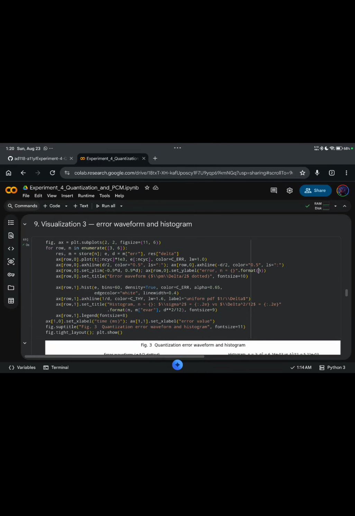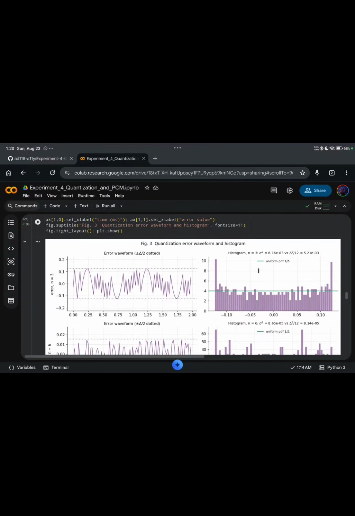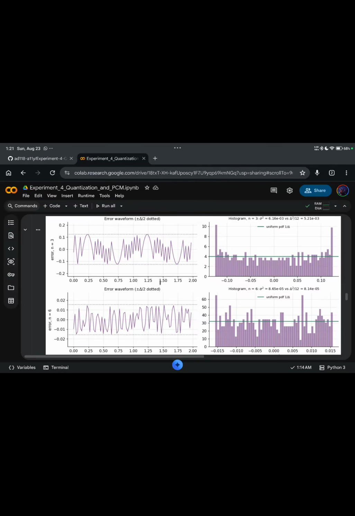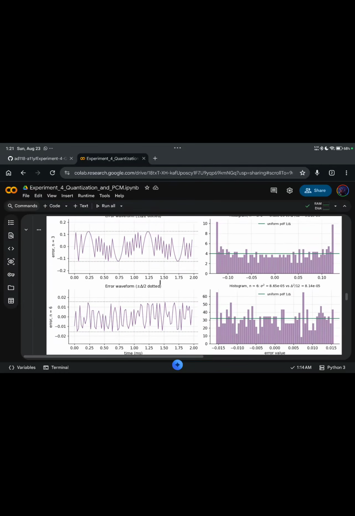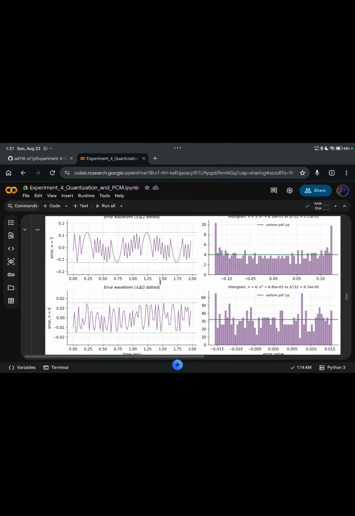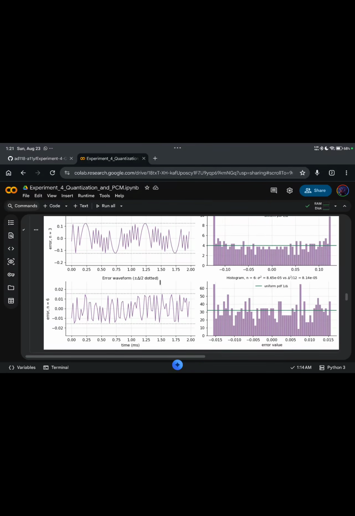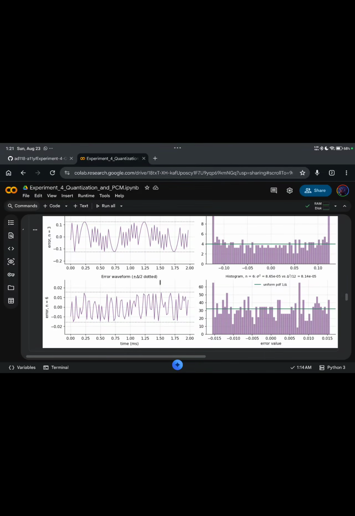Now this slide displays the quantization error for 3-bit and 6-bit quantization. The dotted lines show the theoretical error limit of plus minus delta by 2. The error is much larger for 3-bit quantization because the step size is larger. For 6-bit quantization, the error is significantly smaller. The histogram shows the distribution of error. At high resolution, the distribution becomes closer to the ideal uniform distribution.